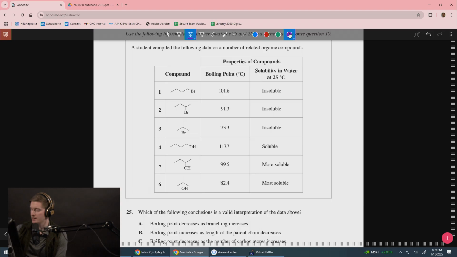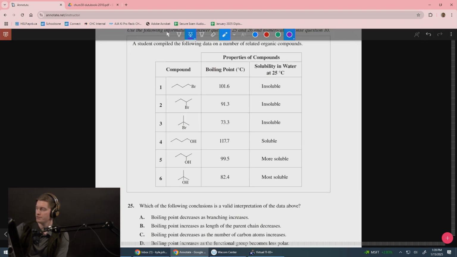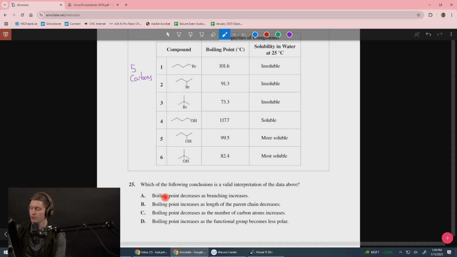Based on this data, first of all, if you've looked at all of these compounds, maybe you've counted carbons, they all have 5 carbons. And so compounds 1, 2, and 3 are structural isomers of each other, as well as compounds 4, 5, 6 are structural isomers of each other. The highest boiling point for both of these is associated with the one that has the longest parent chain or the fewest branches. The lowest boiling point has the most branches. So right now, option A is looking pretty good. Boiling point decreases as branching increases. We'll see if we can rule out all of the other options, though.